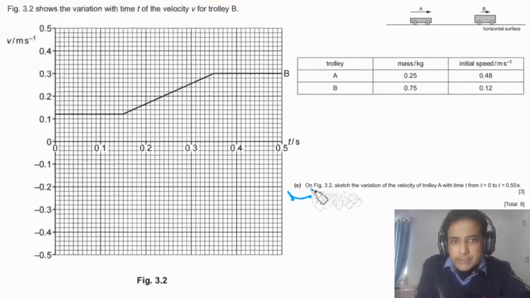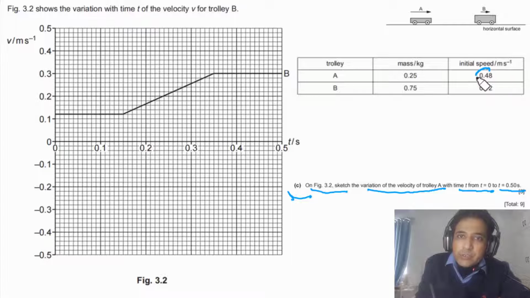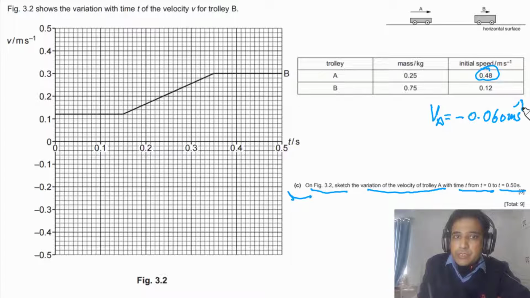Part C says, on figure 3.2, sketch the variation of the velocity of trolley A with time t from t is equal to 0 to t is equal to 0.50 seconds. So for this purpose, we need to understand what is the initial speed of trolley A and what is the final speed of trolley A. Final speed of trolley A we have found that is equal to negative 0.060 meters per second.